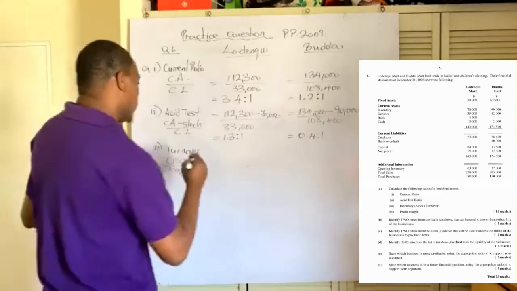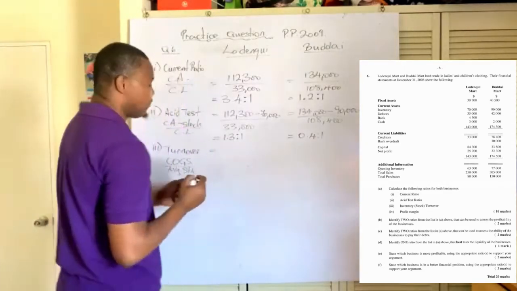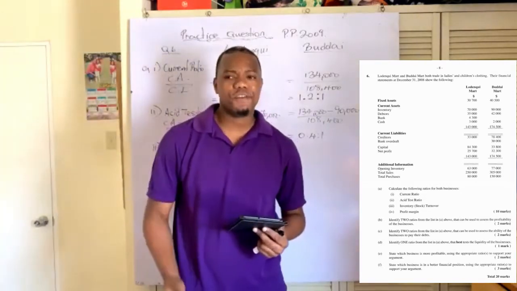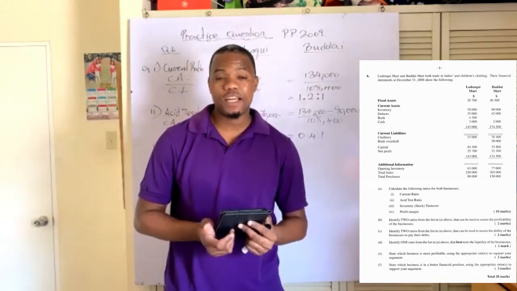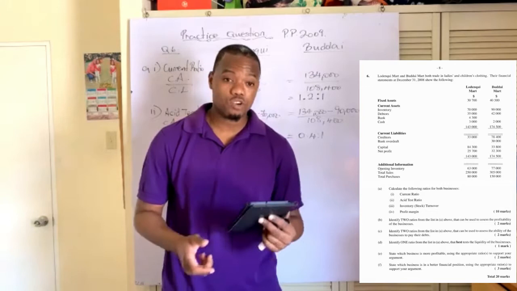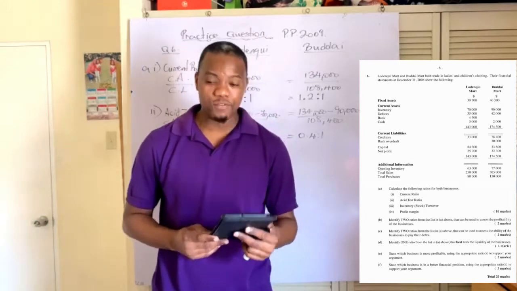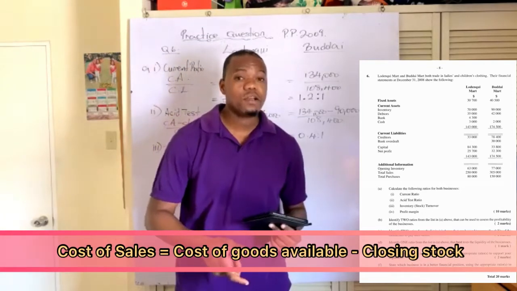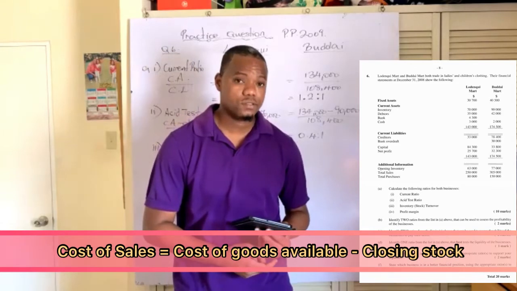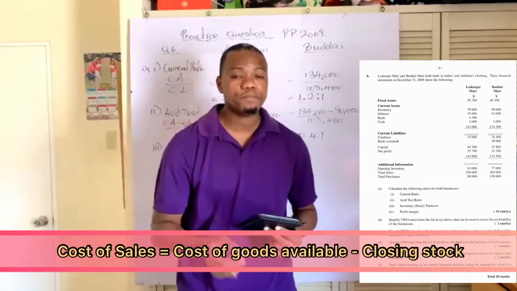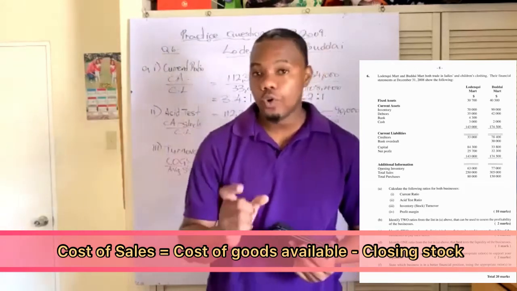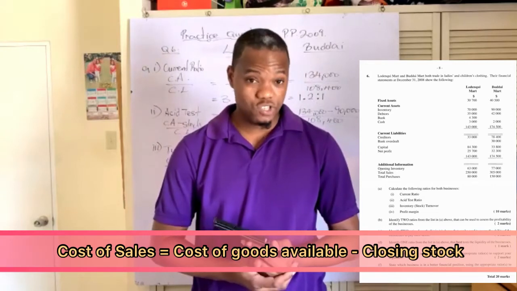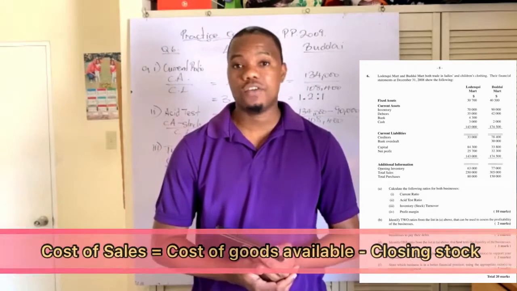All right. So for Lodenki now, the cost of goods sold, guys, is that figure that we would subtract from our net sales to get our gross profit, right? That is what our cost of goods sold figure is. And our cost of goods sold figure would have been our cost of goods available minus closing stock. Let me repeat that. Cost of goods sold would be our cost of goods available minus our closing stock.